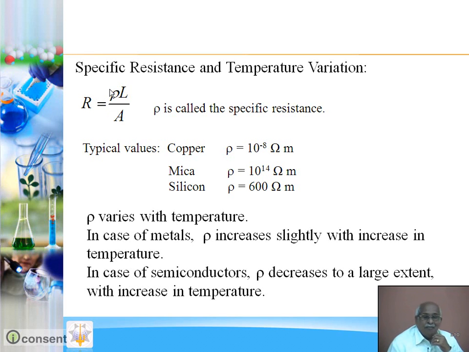The specific resistance has very small value in case of good conductor. Typical values are given here. In case of copper, rho, specific resistance is 10 raised to minus 8. Its unit is ohm per meter. So every metal, every conductor will have such a small value for rho. Actual values can be different, but order is 10 raised to minus 8.